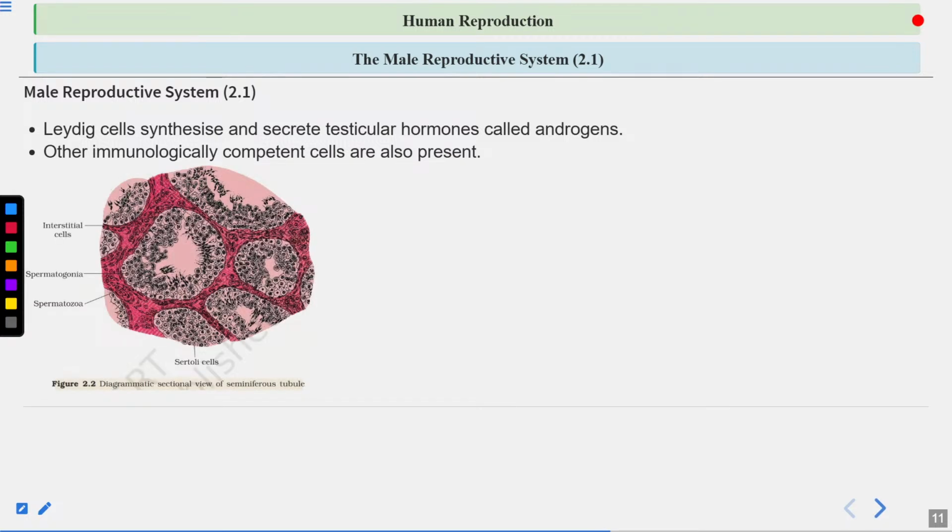Again, we have seen this diagram. This is a diagrammatical section view of seminiferous tubules. Here you can see interstitial cells, also known as the Leydig cells. They are present here.